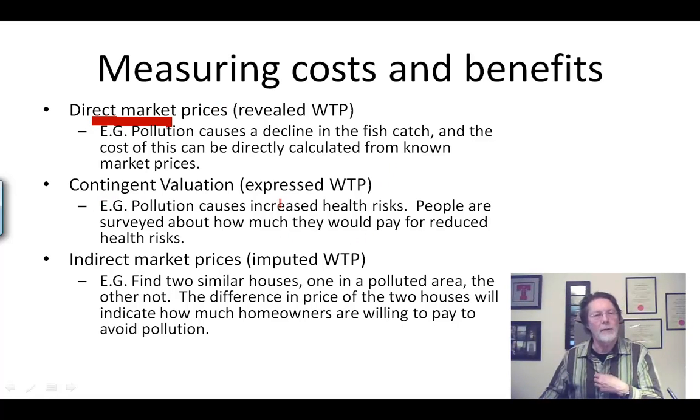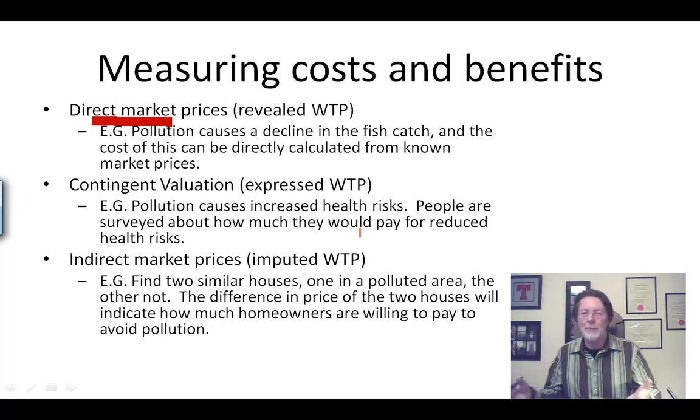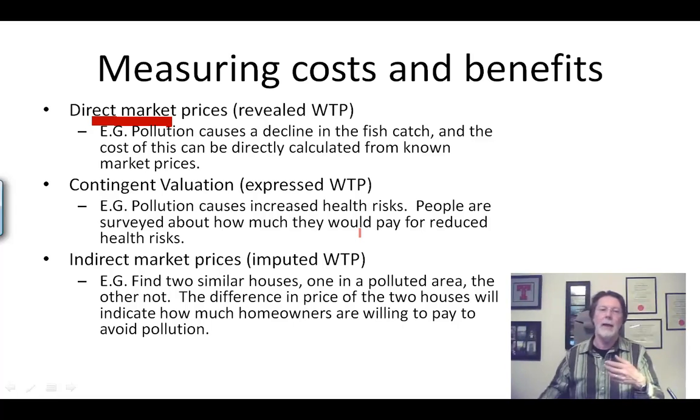Contingent valuation is expressed willingness to pay, rather than revealed willingness to pay. Pollution causes increased health risks, and then people are surveyed to ask how much they would pay to reduce those health risks. Basically, surveys. How much do people say or express they are willing to pay? All of these methods are pretty rough. The direct market price looks at market prices, not at reservation prices. Expressed willingness to pay asks people what their reservation prices are, basically, and they're not always honest.